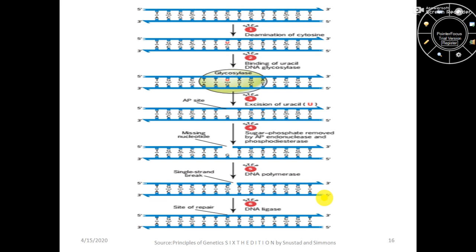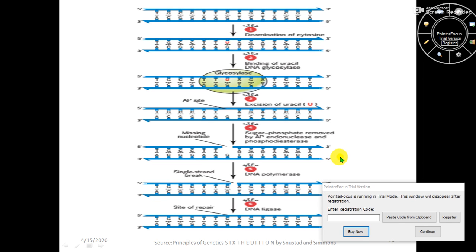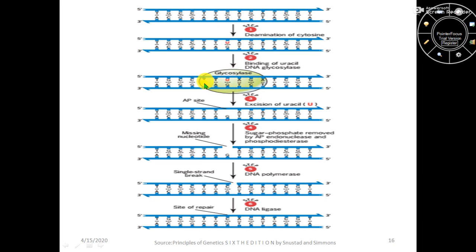Okay. So in this there is a false base pair, from deamination of cytosine into uracil. So deamination occurred. The first step here, a glycosylase enzyme binds to the DNA strand and excises the uracil, and after that the sugar phosphate is removed by AP endonuclease and phosphodiesterase. The single strand break is sealed by DNA ligase. So this is excision repair, and that's all for this class. Thank you.